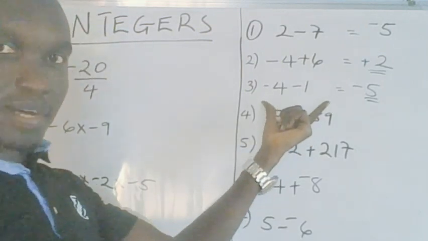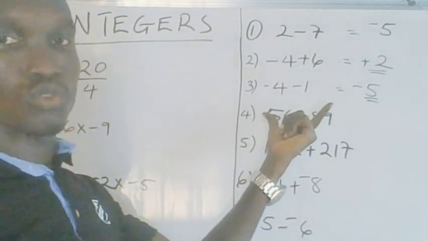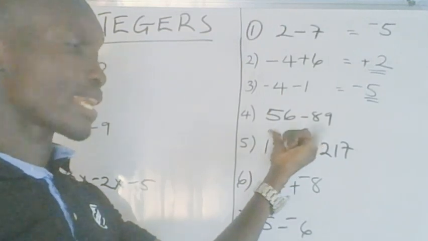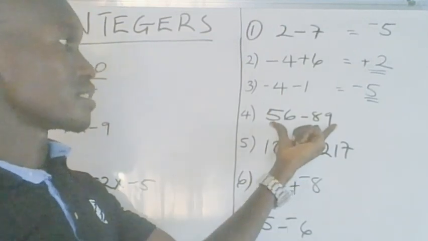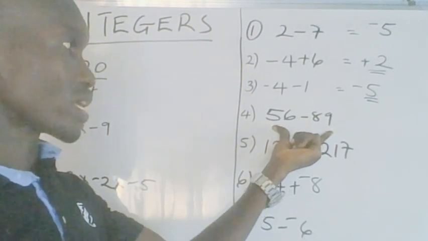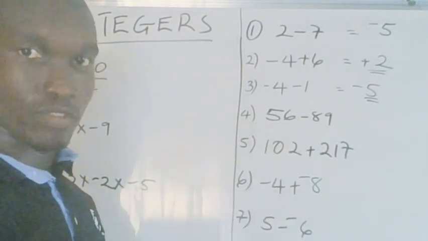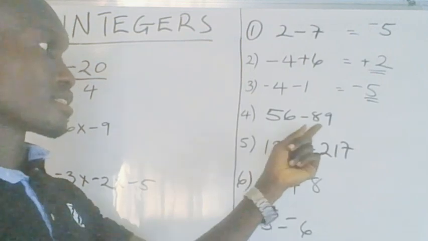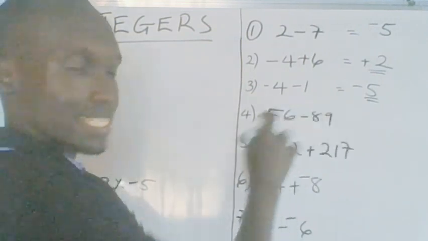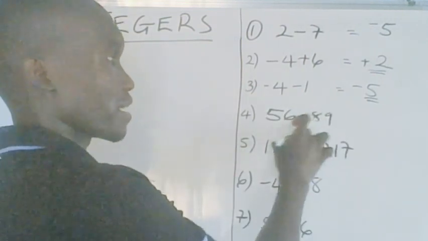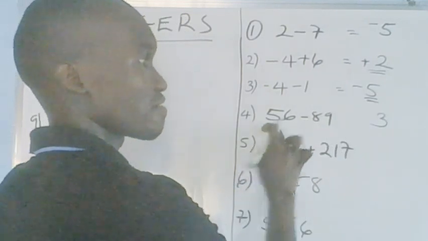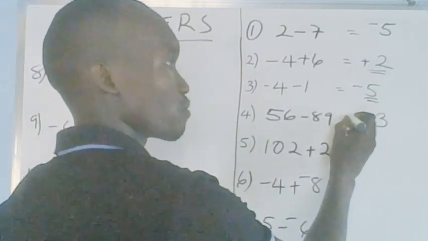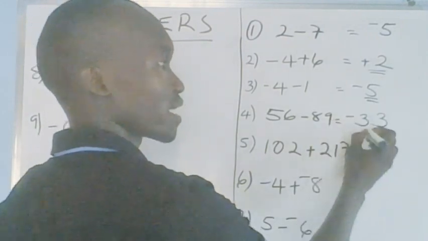Now, with smaller numbers, it is very easy to use a number line. But when it comes to bigger numbers, it is somehow hard. That is why it is very important you learn how to subtract them and keep the sign of the bigger number. So in this case, we're going to subtract 56 minus 89. 9 minus 6, that will be 3. 8 minus 5, that will be 3. But this time we keep the sign of the bigger number.